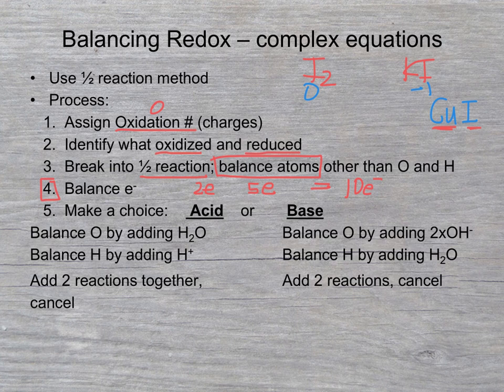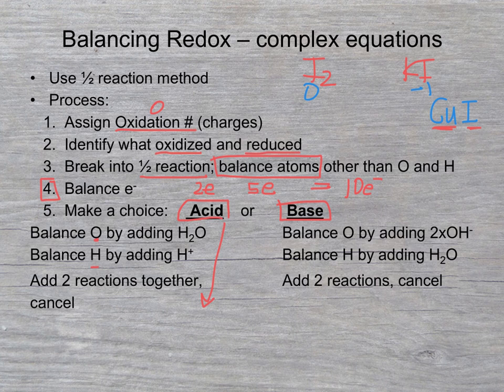Okay? The next step after that is you have to make a choice, and this isn't a choice that you make, it's a choice made for you based on the information in the problem. You're either going to balance this in an acid or you're going to balance it in a base. If you're balancing in an acid, you're going to do the steps in this order. You're going to balance your oxygens by adding H2O and your hydrogens by adding H+ on the appropriate side of the half reactions for both sides. And then you're done, basically.